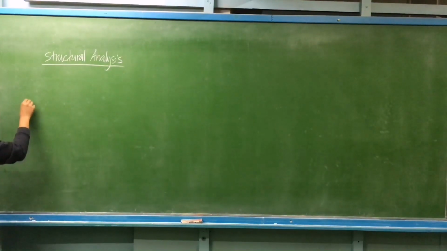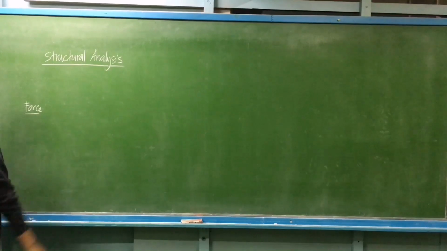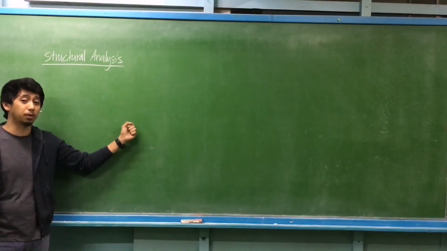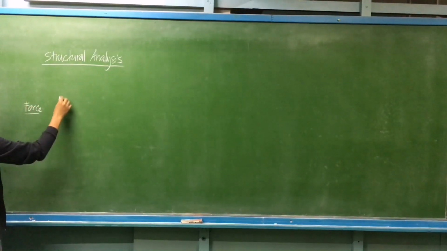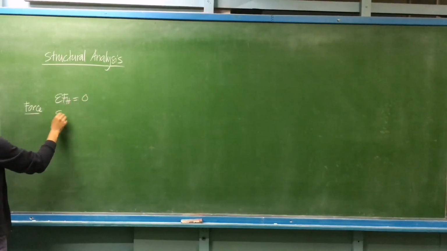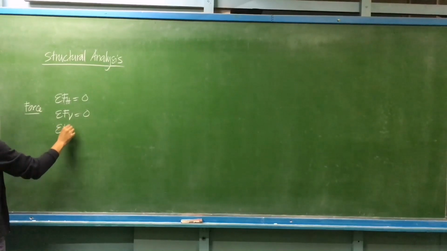If you are to do force analysis from your statics, you can use the three equations of equilibrium if you are dealing with simple structures. So what are the three equations of equilibrium? Summation of forces horizontal equal to 0, summation of forces vertical equal to 0, and the summation of moments equal to 0.